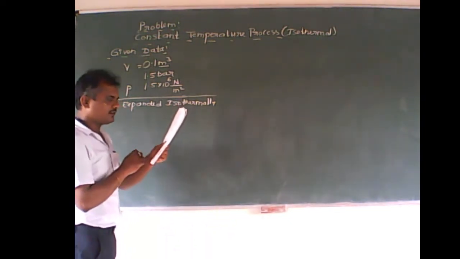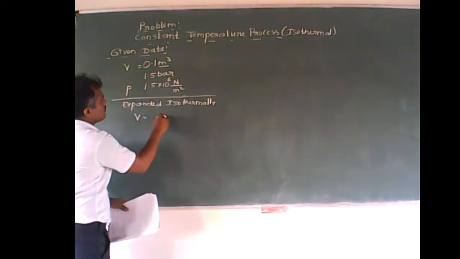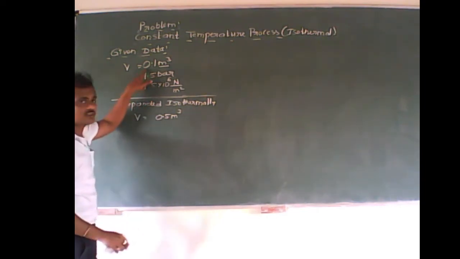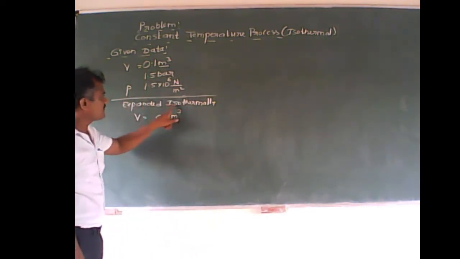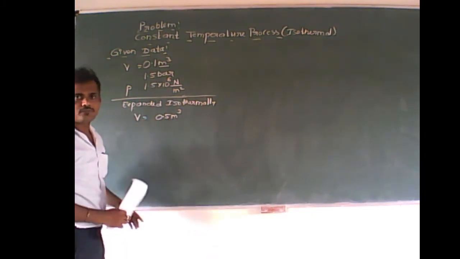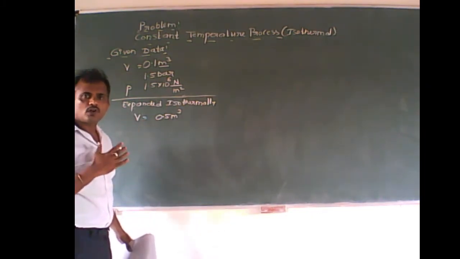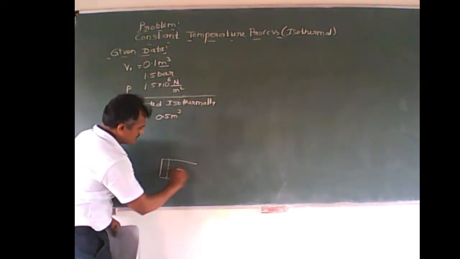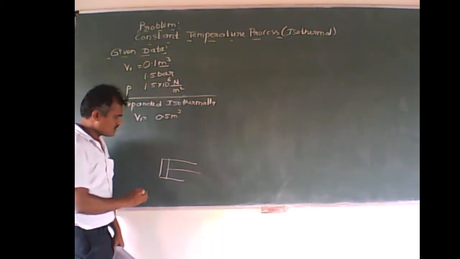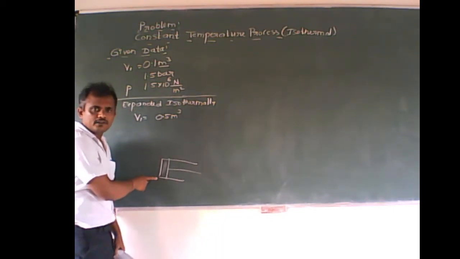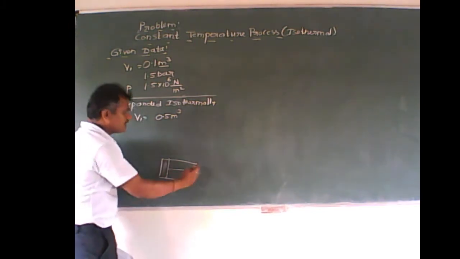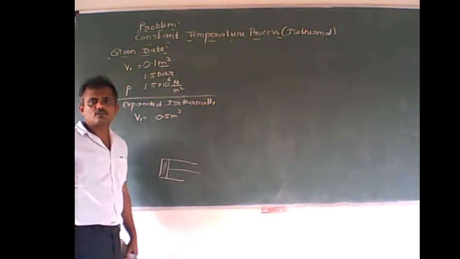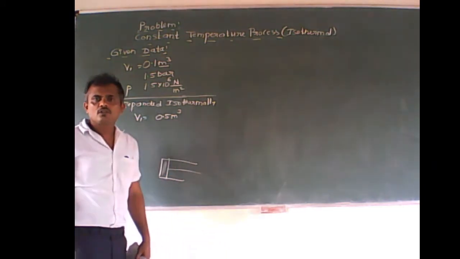So it is expanded to what? 0.5 meter cube. Look at this. Initially, before expansion, the volume was 0.1 meter cube. After isothermal expansion, it is becoming 0.5. Means volume is increased. Therefore, I can take it as volume 1, volume 2. Suppose you take this as a system where heat is supplied in such a way that it's expanded isothermally, so its temperature is maintained constant, but pressure and volume are varying.